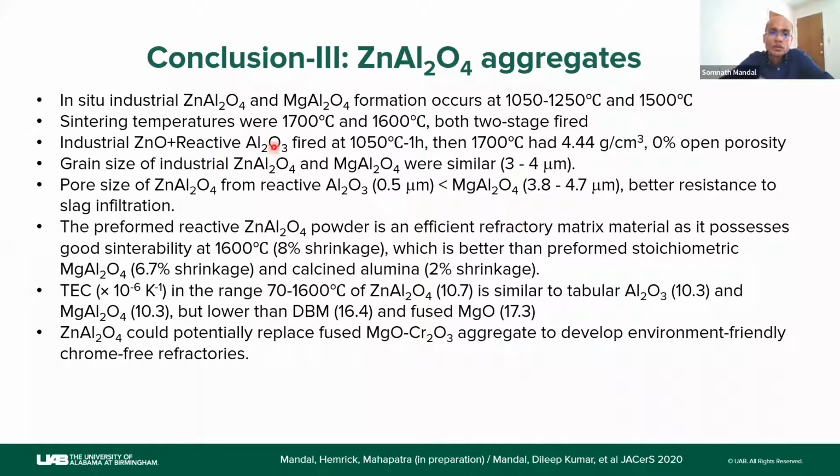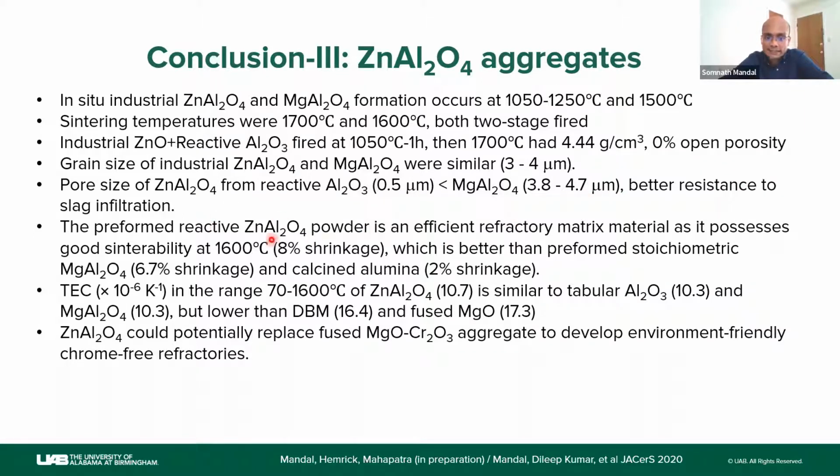So in short, what we found here is that both industrial zinc aluminate and magnesium aluminate need a two-stage firing. The industrial zinc oxide and reactive alumina give the best aggregate with 0% porosity. They were fired first at 1050 °C to preform the zinc aluminate phase, and then pressed and fired at 1700 °C for full density. And then you see that the grain size of industrial zinc aluminate and magnesium aluminate were similar, and the pore size of zinc aluminate was very small, 0.5 microns, which can give better slag infiltration resistance.